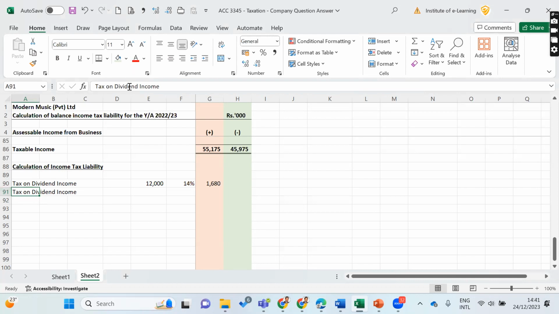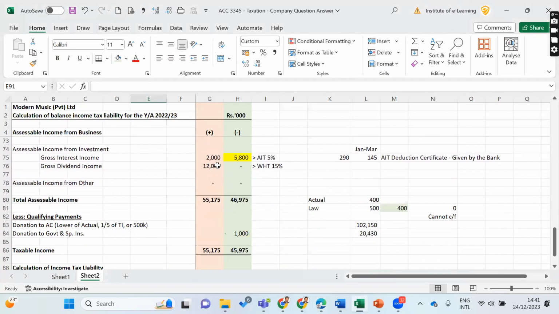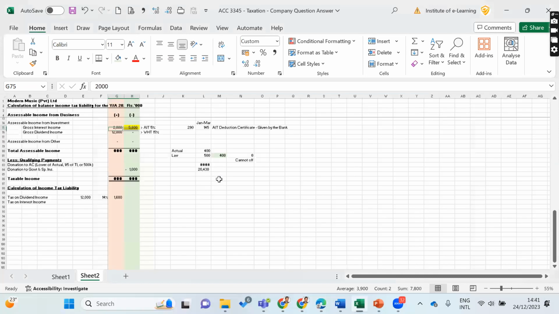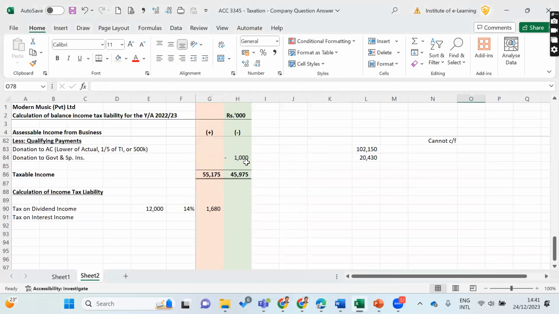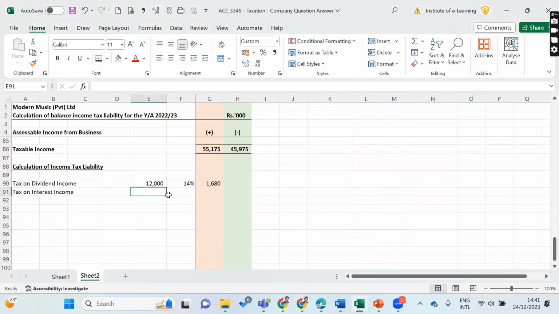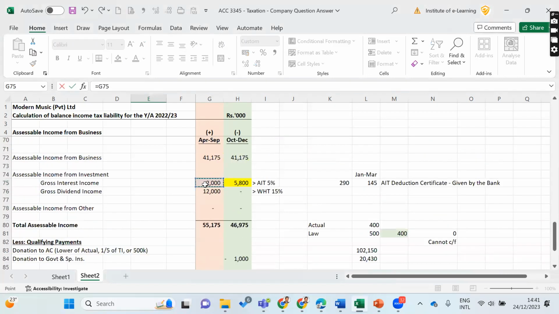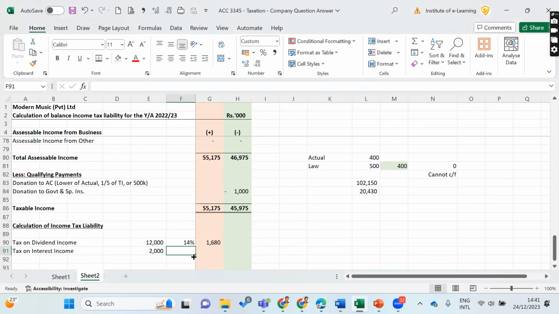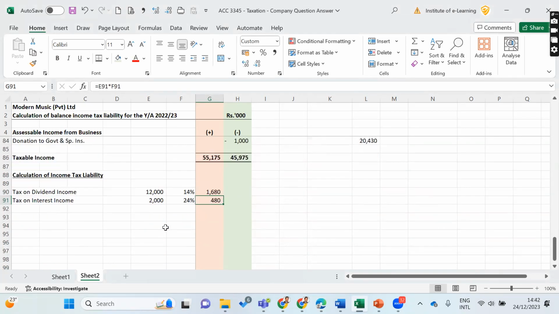Tax on interest income. Here, interest income, what we have, right? First period 2,000, and the second period 5,000. For the first period, we will consider this 2,000, and the tax rate for interest is 24%, because the company's normal general rate is applicable for interest as well. Because there is no withholding tax system as well, which was not final, even if it is deducted under consent given by the company.